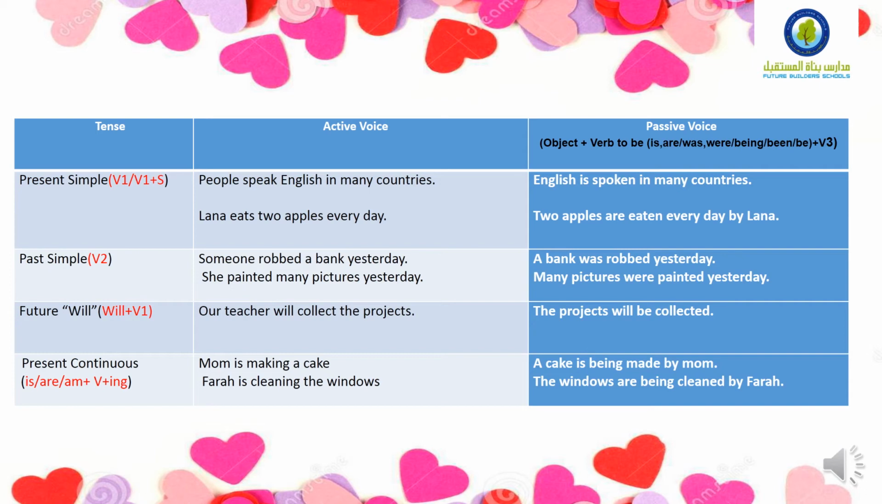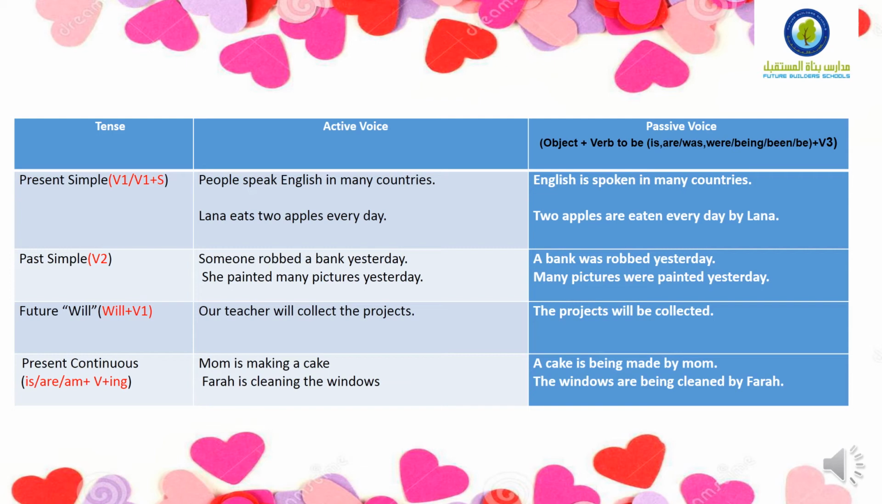Okay? Now the last tense for today, the present continuous. شو يعني present continuous؟ مضارع مستمر اللي هو عبارة عن is, are, am plus verb ing. هذا وين؟ in the active بالفعل المبني للمعلوم. Examples. Mom is making a cake. جملة مبني للمعلوم فيها present continuous. فرح is cleaning the windows. Also is مع ing بيعطيني present continuous بالactive.